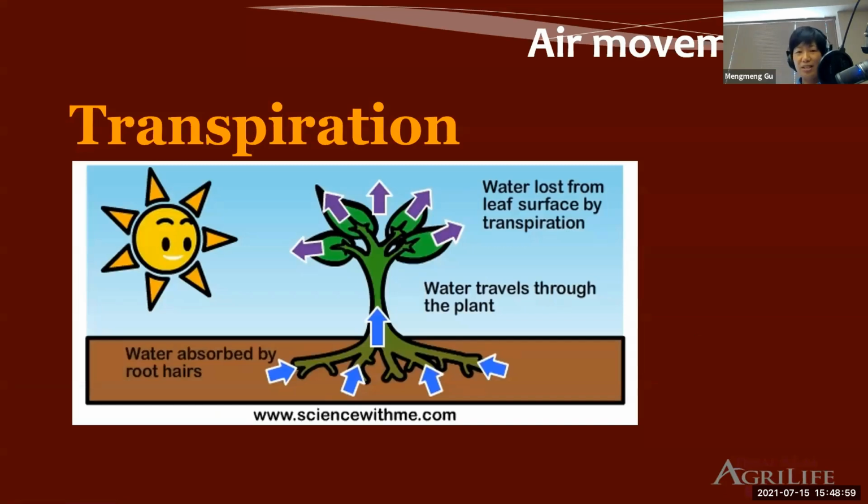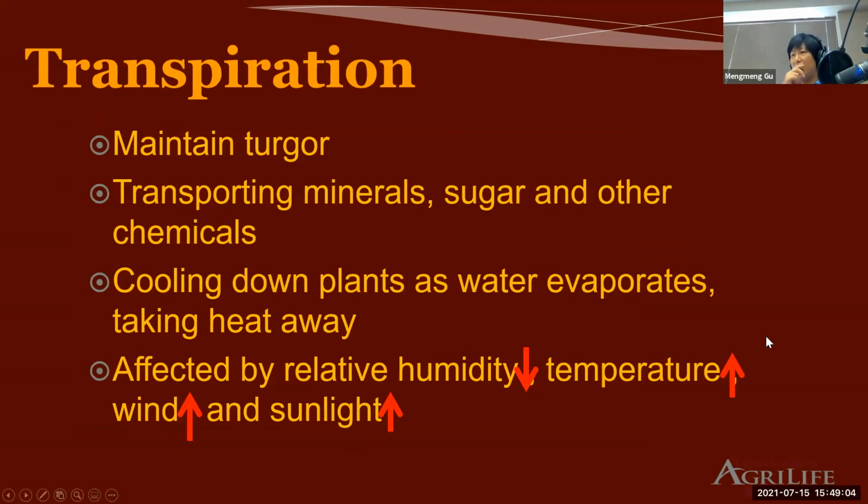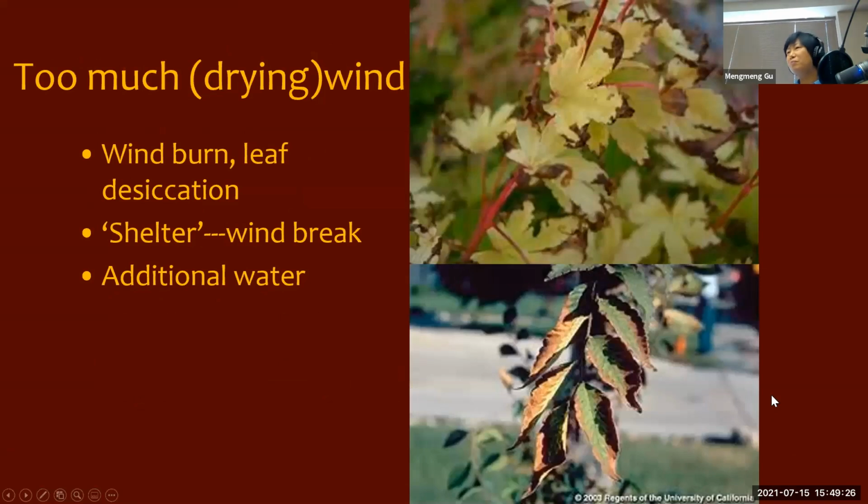Transpiration, wind. No, I'm going to move fast. One of the things that I want to mention here is that transpiration is affected by relative humidity. Transpiration decreases with an increase in relative humidity. It increases with an increase in temperature, wind, or sunlight. So plants lose water from transpiration.